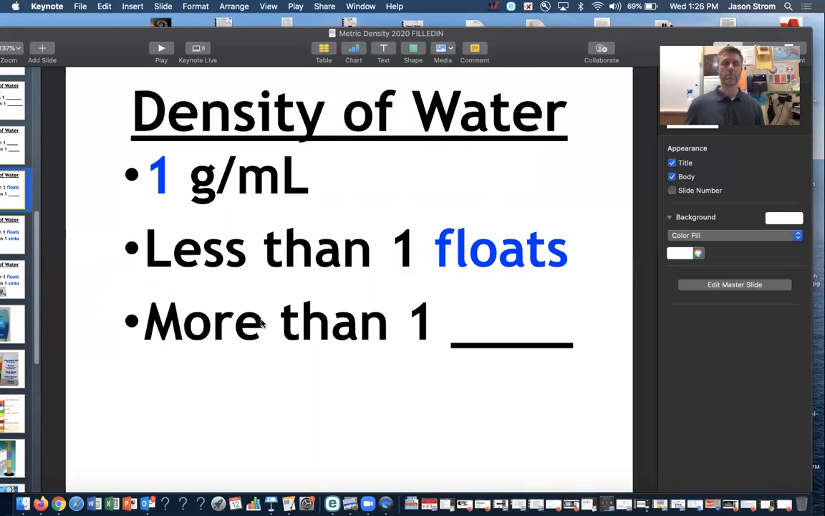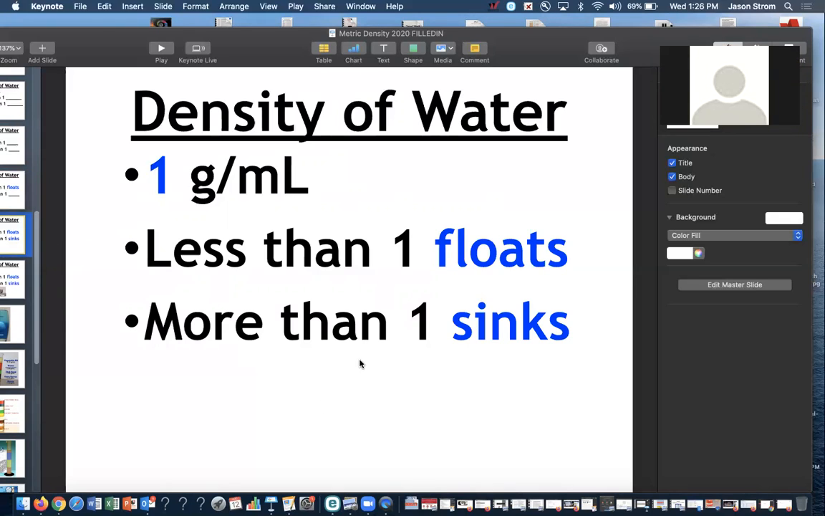Can anybody guess what happens if the density is more than 1? It goes down. Right. So if it's more than 1, it sinks. Good.